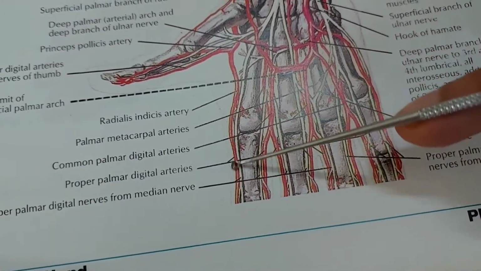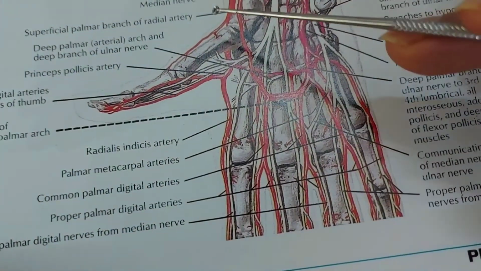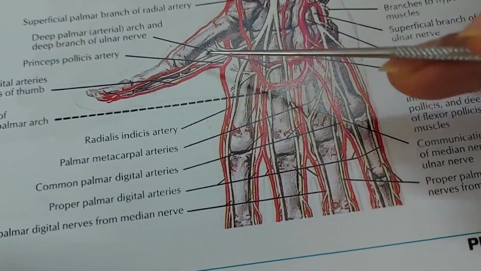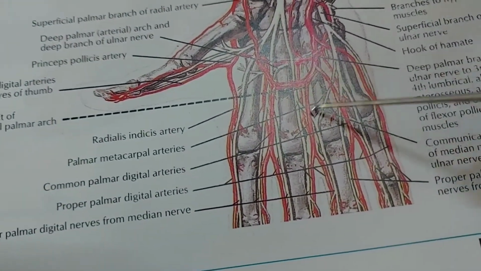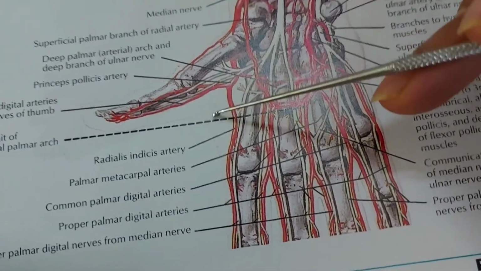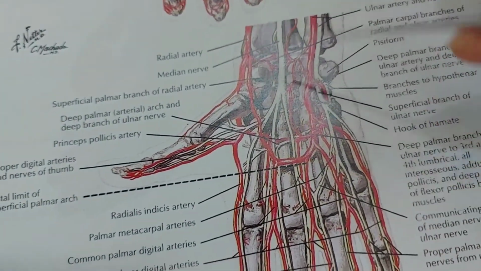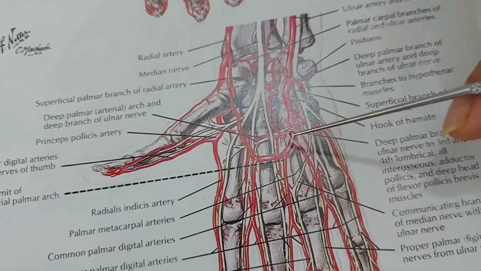But the radial part of the index finger and the thumb are supplied by the branches from the deep palmar arch. So this part of the hand is supplied by the superficial palmar arch, and this part of the hand is supplied by the deep palmar arch. So these are the branches of the radial and ulnar arteries.